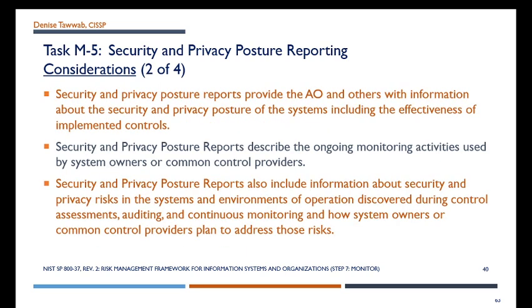Security and privacy posture reports provide the AO and others with information about the security and privacy posture of the systems, including the effectiveness of implemented controls. Your security and privacy posture reports describe the ongoing monitoring activities used by system owners or common control providers. Your security and privacy posture reports also include information about security and privacy risk in the systems and in the environments that are discovered during control assessments, during auditing and continuous monitoring, and how system owners or common control providers plan to address those risks.